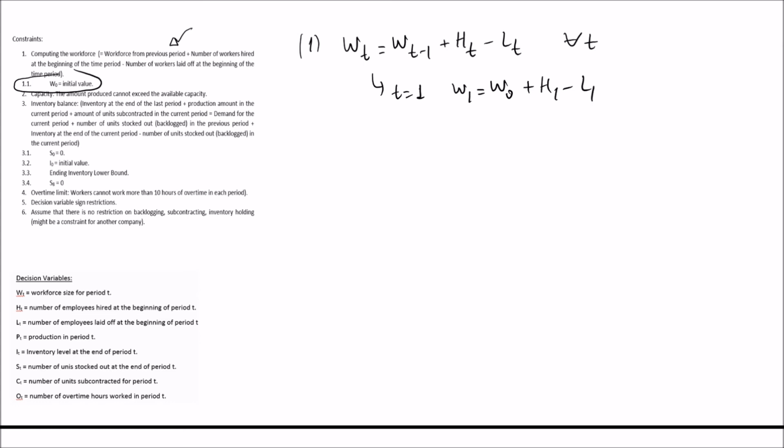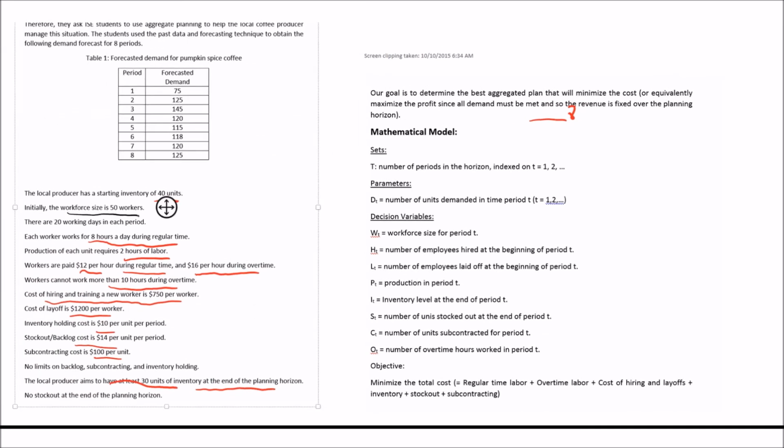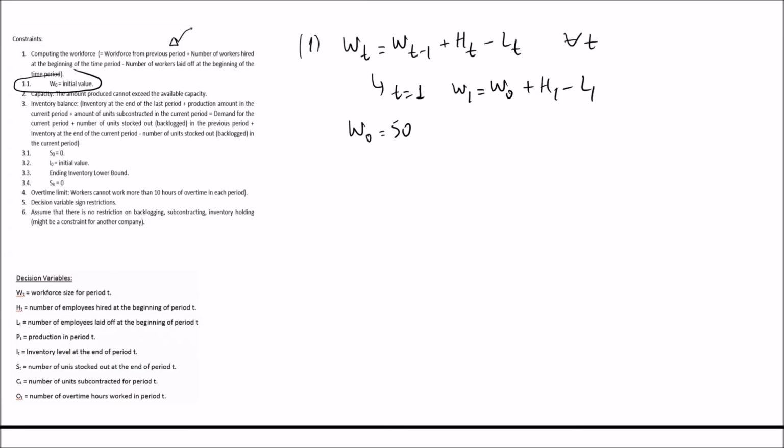So how many workers we have at the beginning? W0 is 50. If we go back to our previous slide, the initial workforce size is 50 workers. Okay. So the first constraint is set. The second constraint is capacity. So the amount produced cannot exceed the available capacity. So I need to compute my available capacity. So I'm going to write this down explicitly.